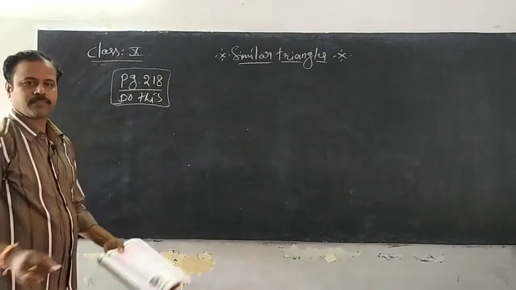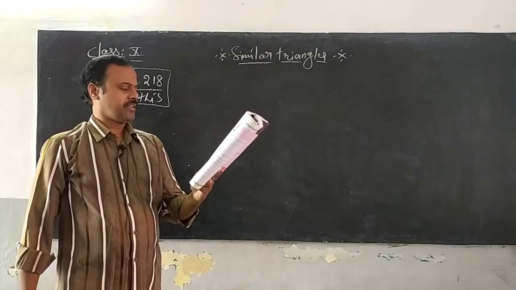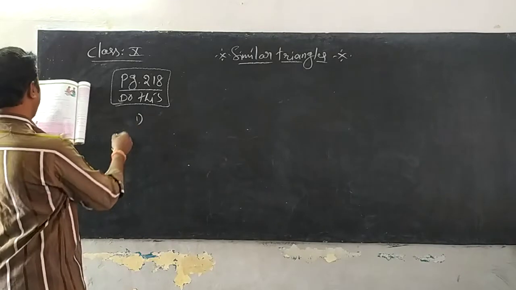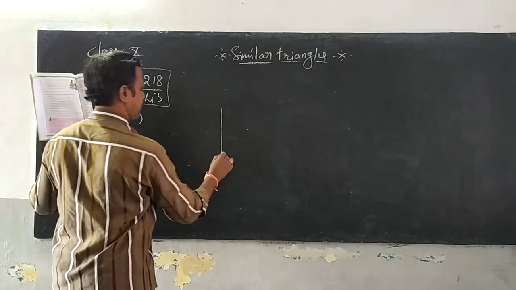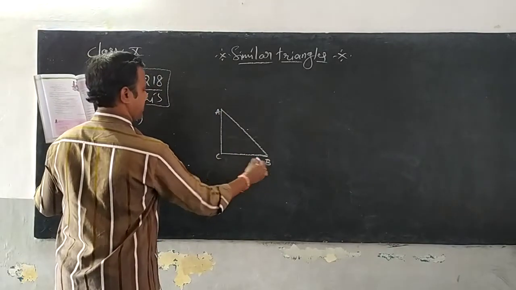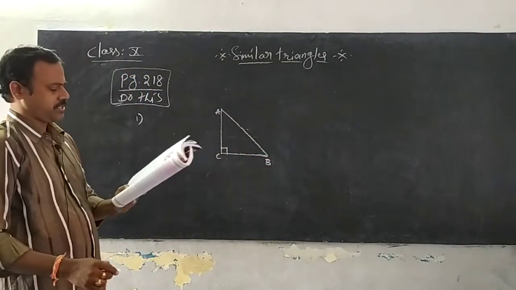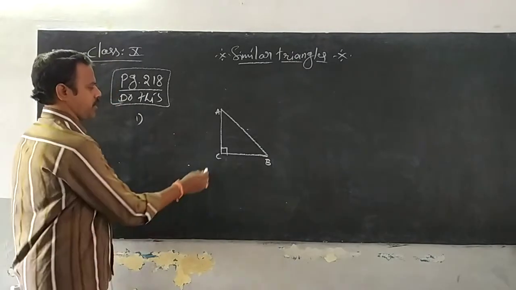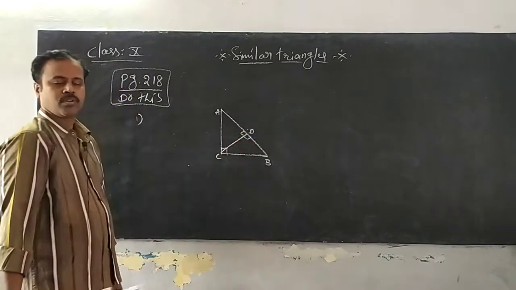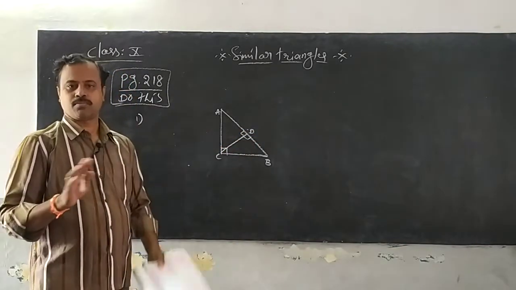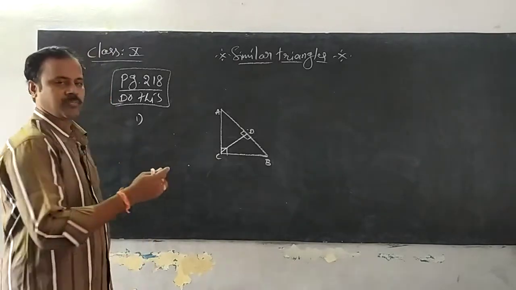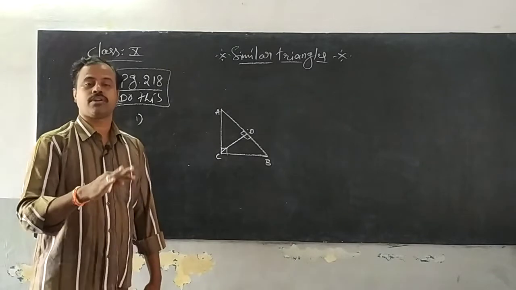So observe carefully. The first question is, in triangle ACB, angle C is 90 degrees. I take the triangle in this manner. In triangle ACB, angle C is 90 degrees and CD is perpendicular to AB. So let me draw CD perpendicular to AB. Don't bother about the figure given in the textbook, okay. In the examinations, they don't give you the figure. So if they give you the information, you must be able to draw the figure according to the information.